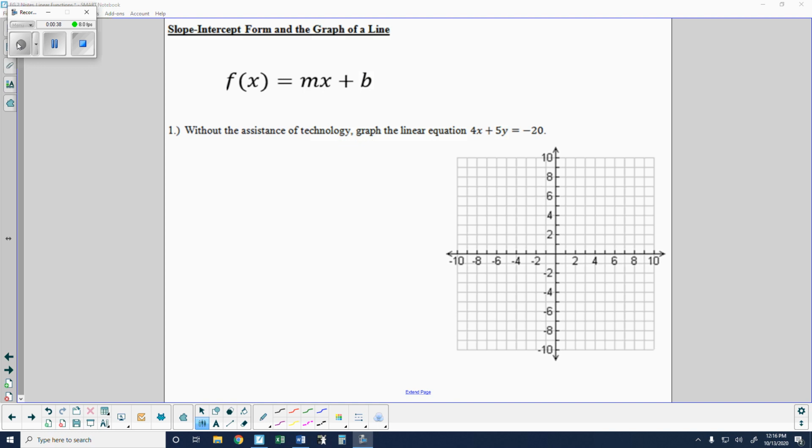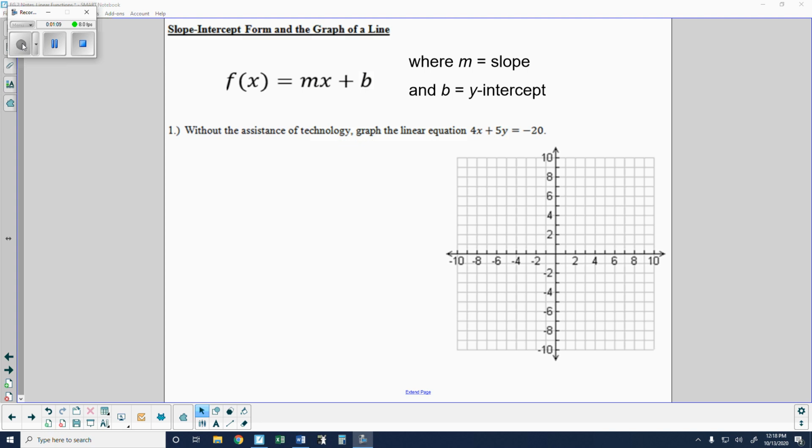You may remember slope-intercept form as y equals mx plus b. We're going to put this in our function notation, essentially write the same thing. This is where slope-intercept form is going to be f of x equals mx plus b, and this is where m stands for slope and b stands for the y-intercept for any coordinate pair x and f of x.